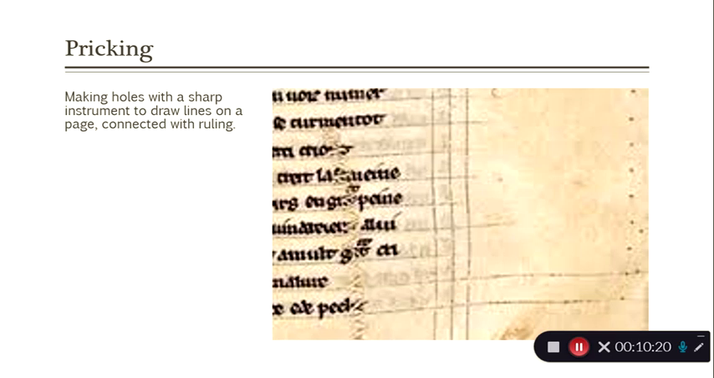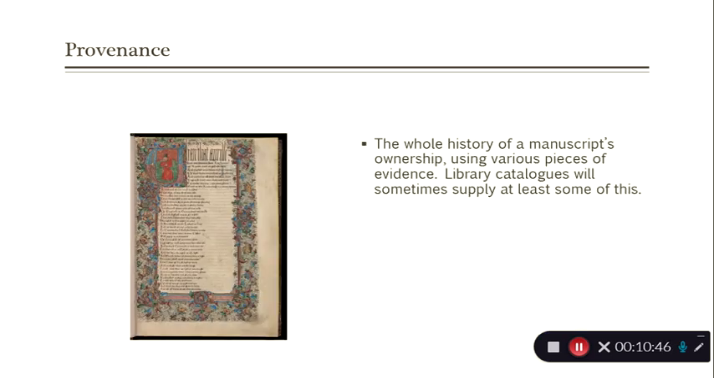So sometimes the library catalog will give you that. They'll give you as much as they know. Sometimes examination of a text will also help you to figure out something about provenance. Sometimes owners write their names in manuscripts.